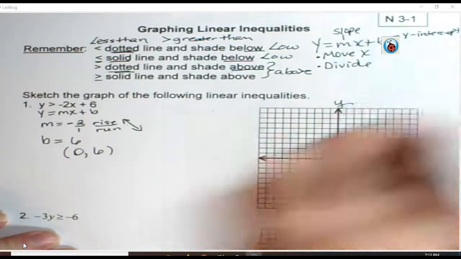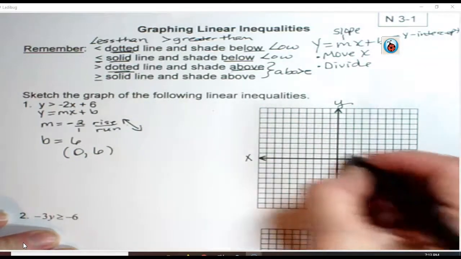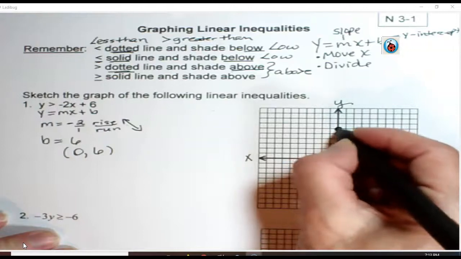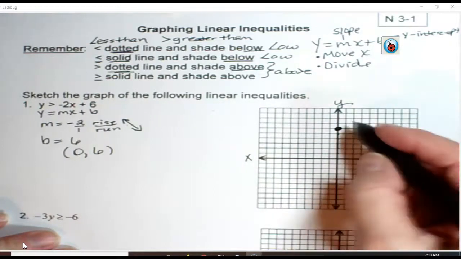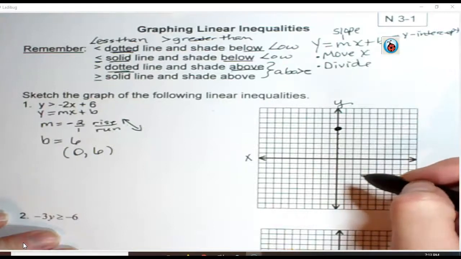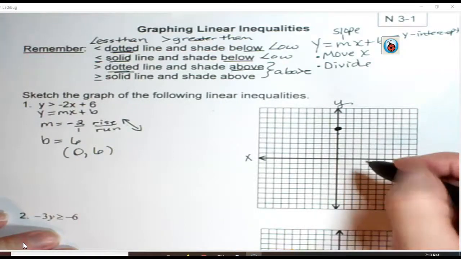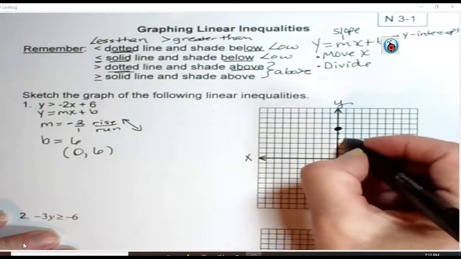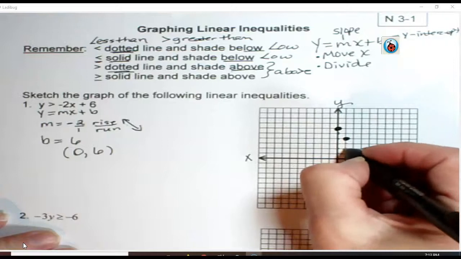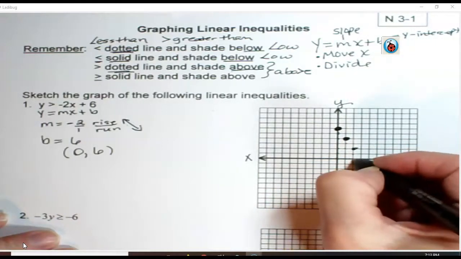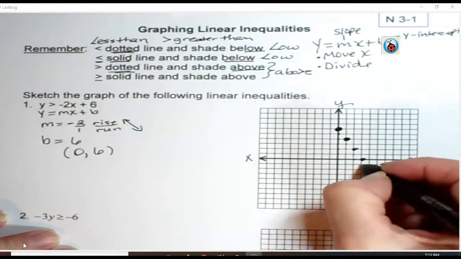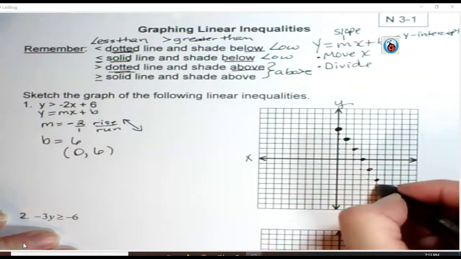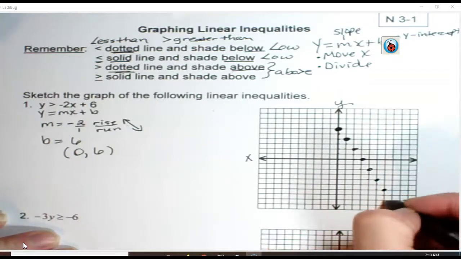Okay, so we come over here. Remember, this is my y-axis. This is my x-axis. We're going to go up 6: 1, 2, 3, 4, 5, 6, right here. Your y-intercept should always end up on your y-axis. Okay, we're going to use the slope, and we're going to make sure it's a negative slope. So you're going to go down 2 over 1 to the right. Down 2 over 1. Keep on going all the way across.